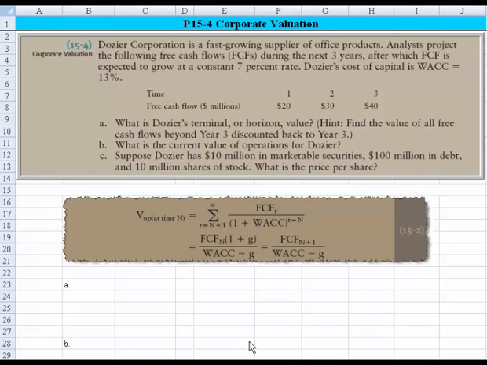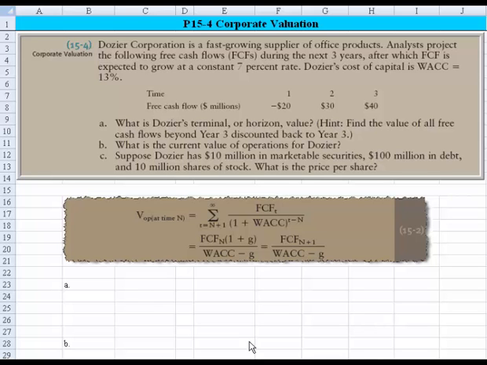Hi everyone, let's take a look at problem 15-4, which deals with corporate valuation. We have the Dozier Corporation, a fast-growing supplier of office products. Analysts project the following free cash flows during the next 3 years, after which free cash flow is expected to grow at a constant 7% rate. The company's cost of capital, meaning its weighted average cost of capital, is 13%.